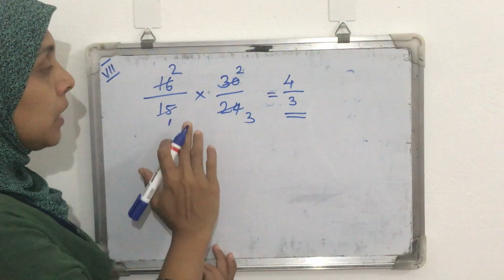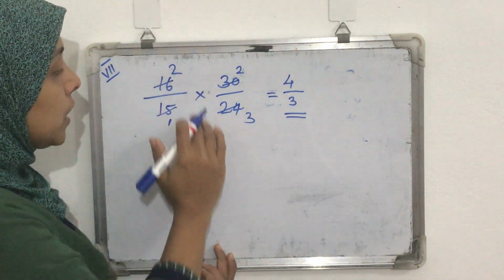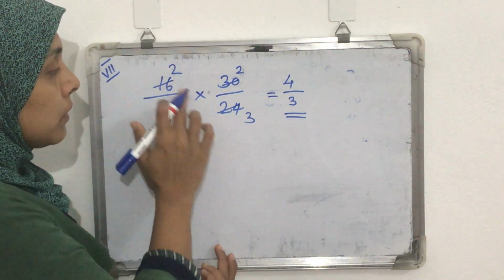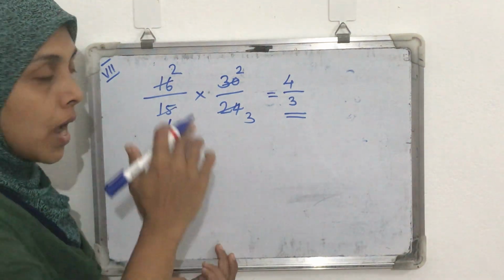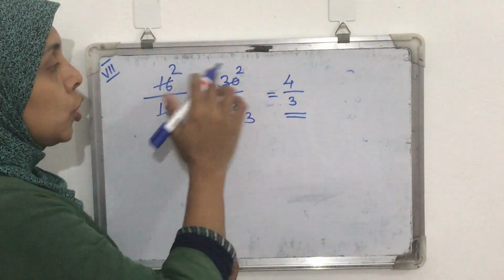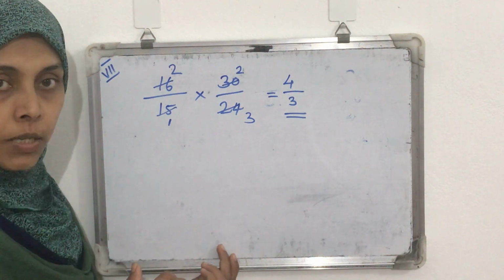But the easy method is, first, from the question itself, make the fractions into their simplest form, and after that write the product of the numerators and denominators.